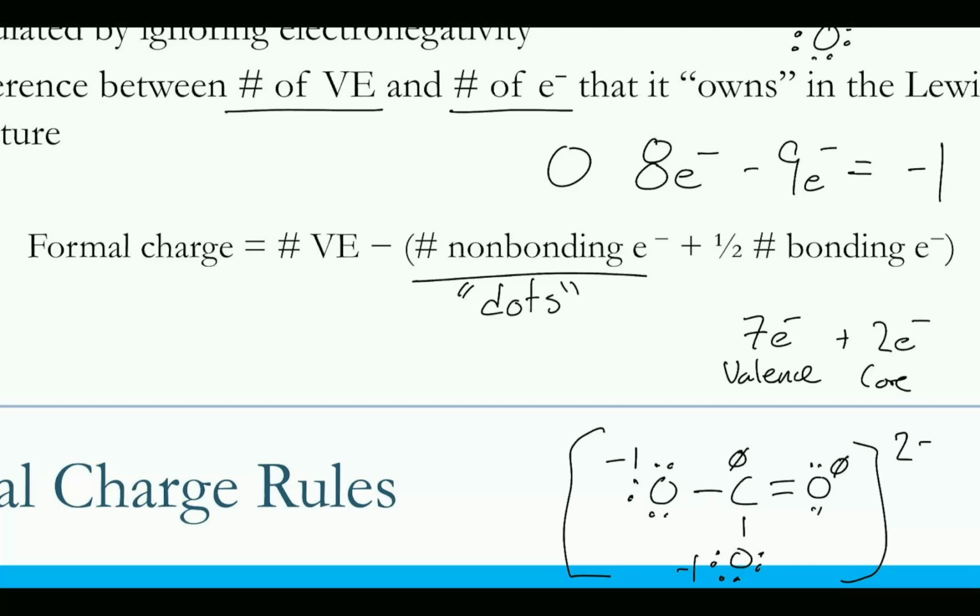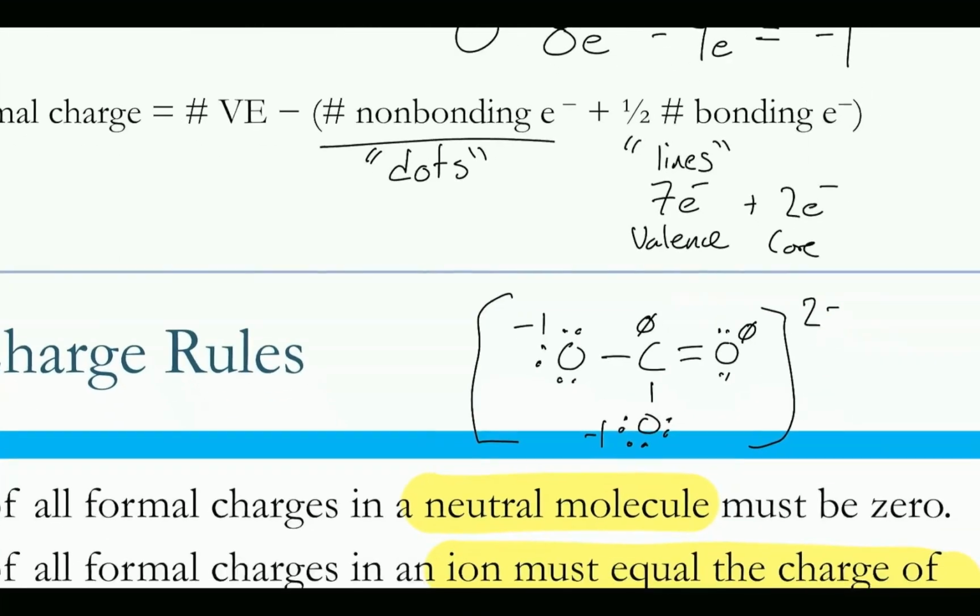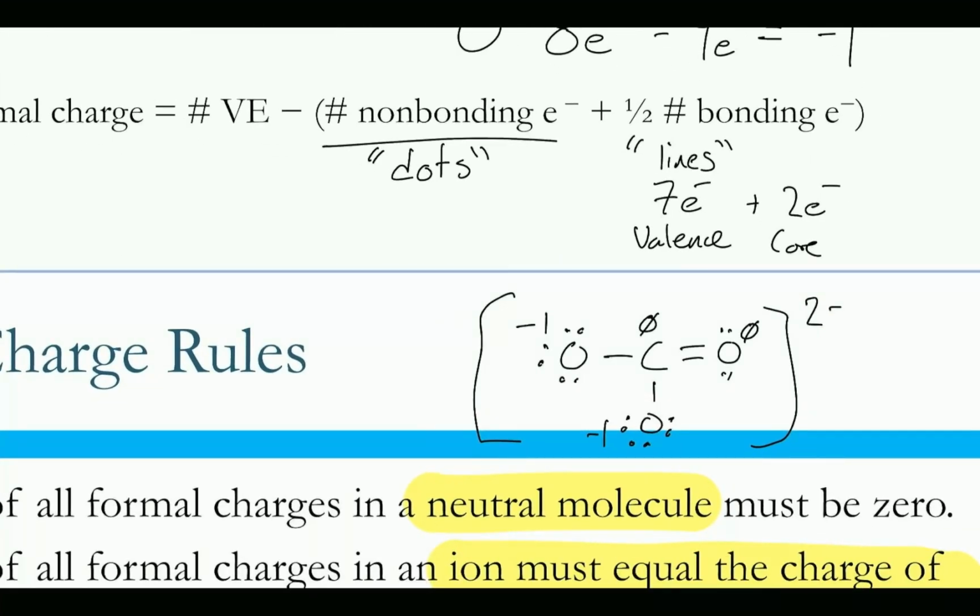dots and lines. So the non-bonding electrons are the dots, right? Those are just lone pairs. And since we're considering half of any bonding electrons, that means for each bond, there's one electron. So we can just count the number of bonds. So in something like carbonate, for this oxygen, oxygen would have brought 6 electrons, minus 1, 2, 3, 4, 5, 6, 7. Makes it a -1.